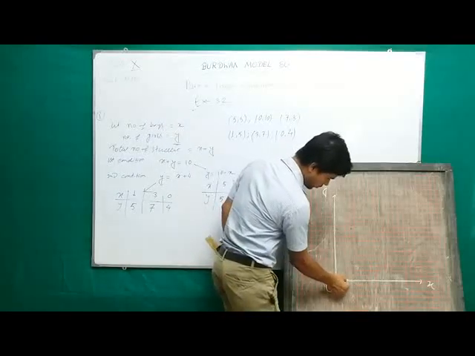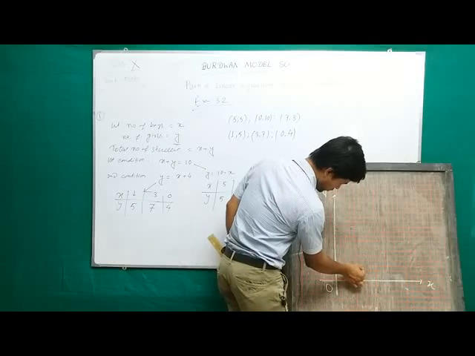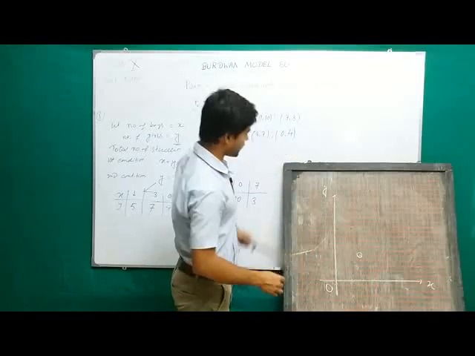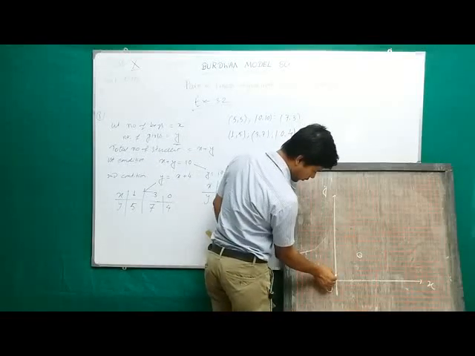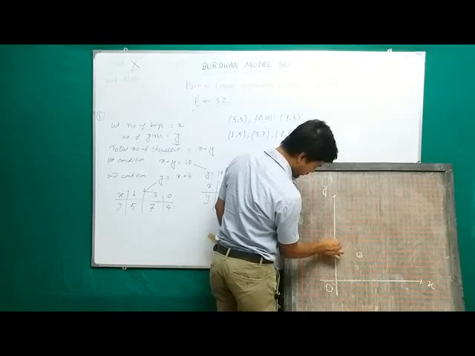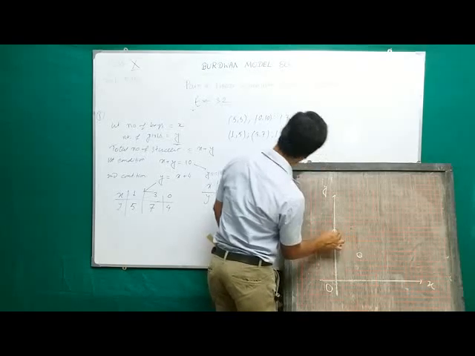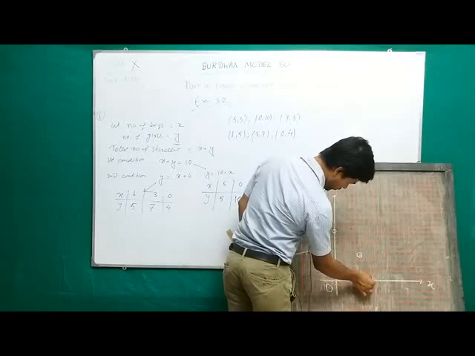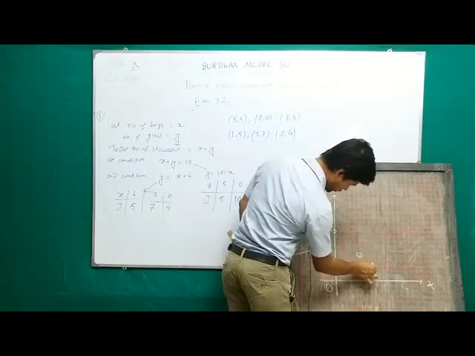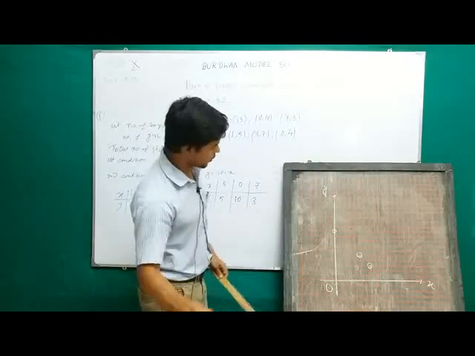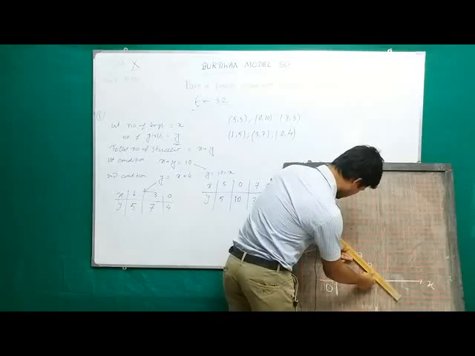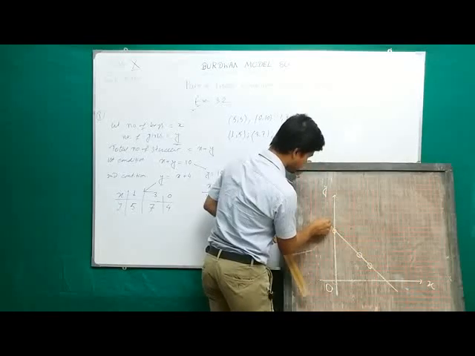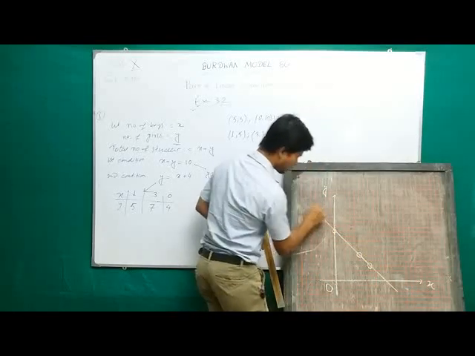So 1, 2, 3, 4, 5 and 1, 2, 3, 4, 5. This point is 5, 5. The second point is 0, 10: 1, 2, 3, 4, 5, 6, 7, 8, 9, 10. This point. And the third point is 7, 3: 1, 2, 3, 4, 5, 6, 7, and 1, 2, 3. So these are the 3 points. Now if I join them by a straight line, this line represents equation 1.